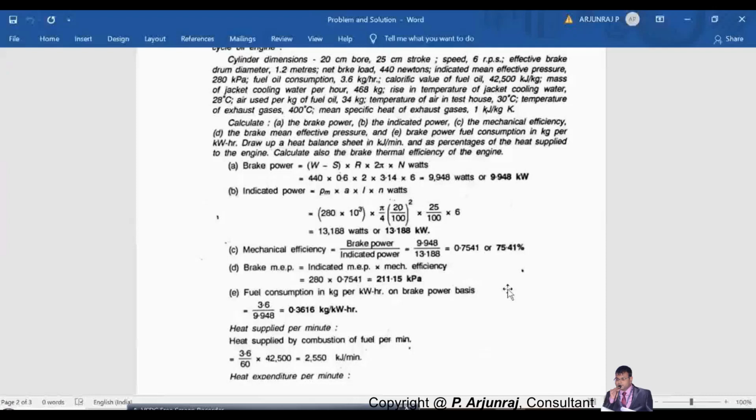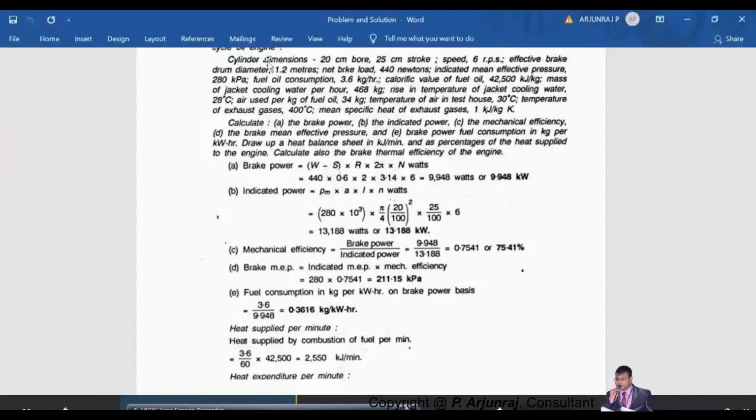The perpendicular distance is the effective brake drum diameter, because brake power is the power which you are measuring at the output of the crankshaft. The crankshaft has a diameter, the diameter on which you are connecting the brake load. So you need to divide the brake drum diameter. It is basically a round shape. So what is the perpendicular distance of the round diameter? It is half of the diameter.